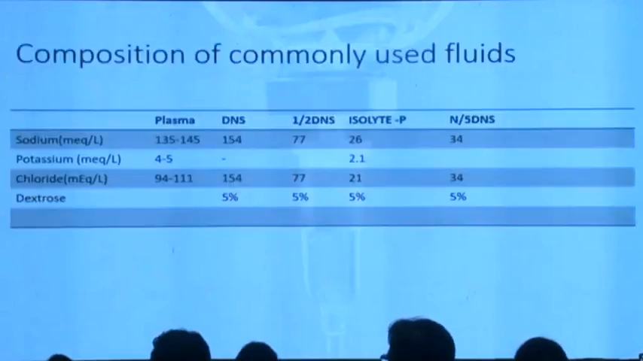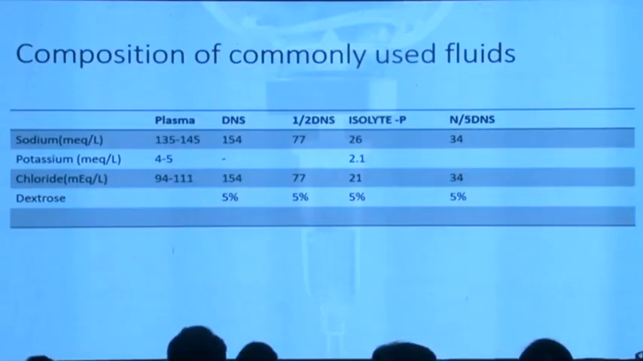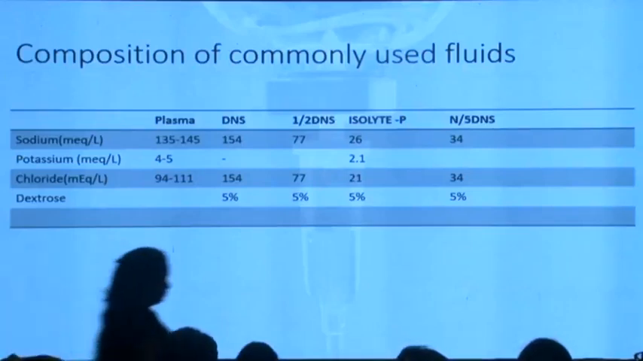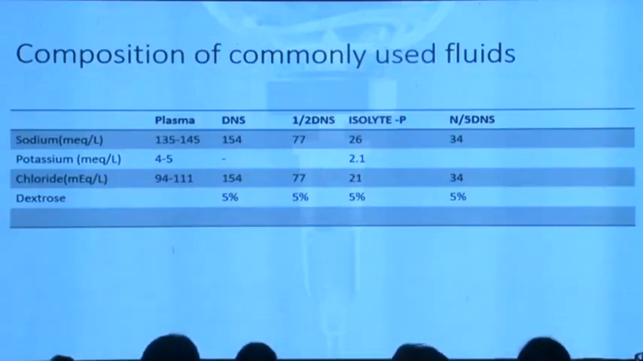Okay, so we'll just discuss all things. If we see our plasma sodium is 135 to 145. Usually it's maintained in a very tight range. Normal value is 140. Potassium is 4 to 5 and chloride is 94 to 111.